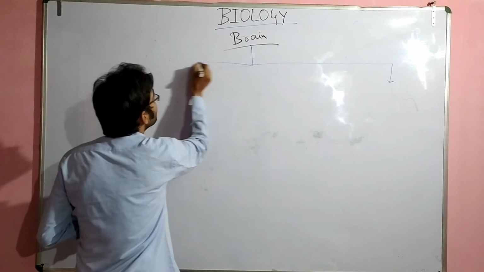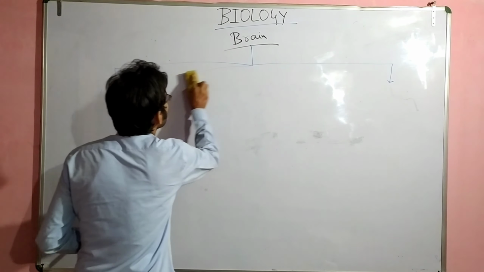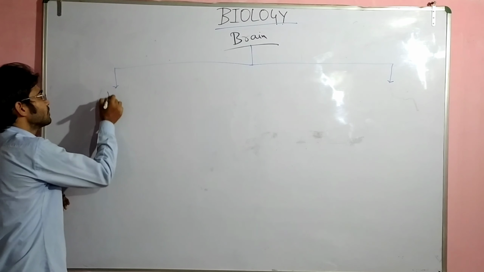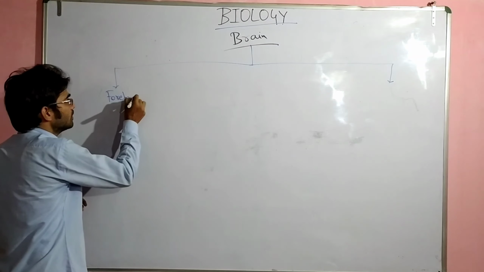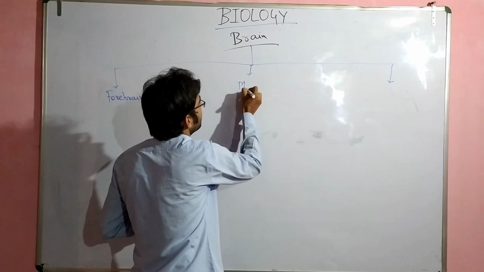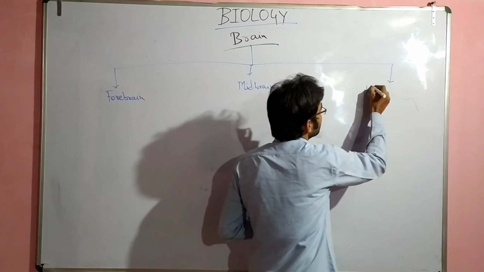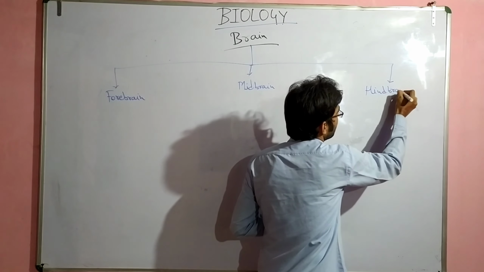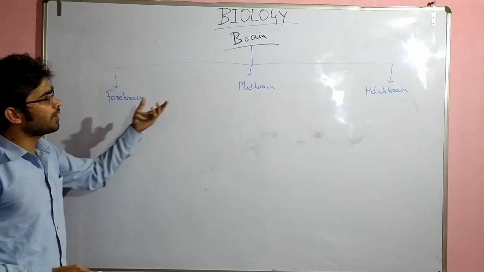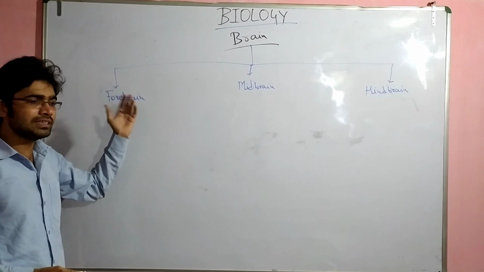Brain is divided into 3 parts. The first one is forebrain. The second one is midbrain. And the third one is hindbrain. But students, you only know the terms forebrain, midbrain and hindbrain. But they have different names, medical names.